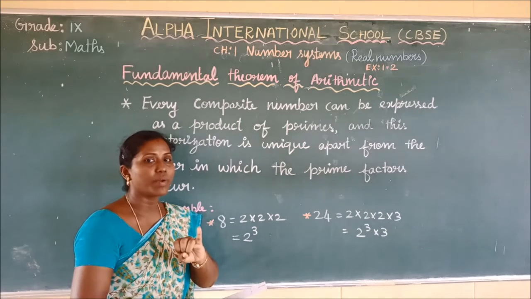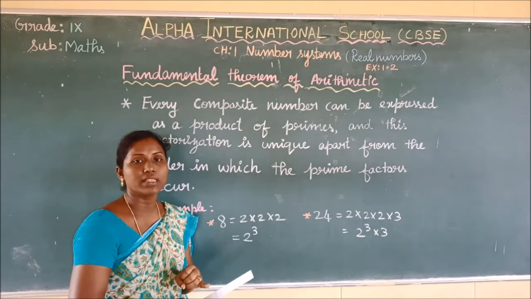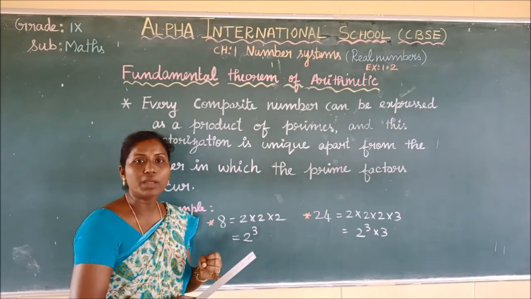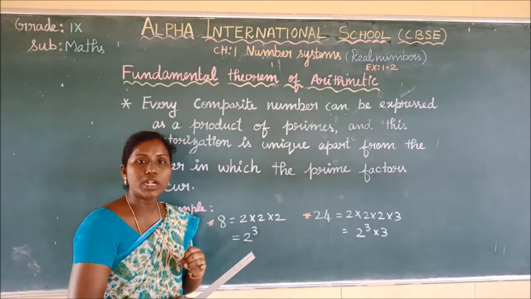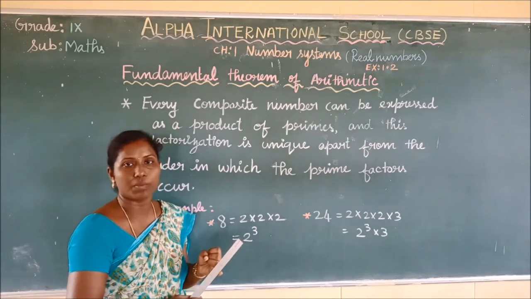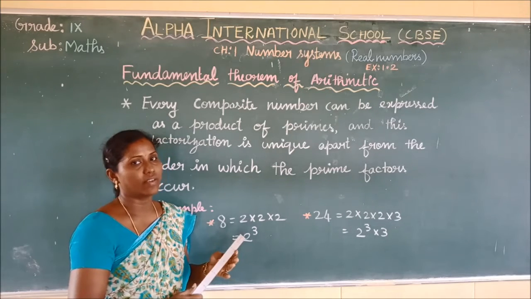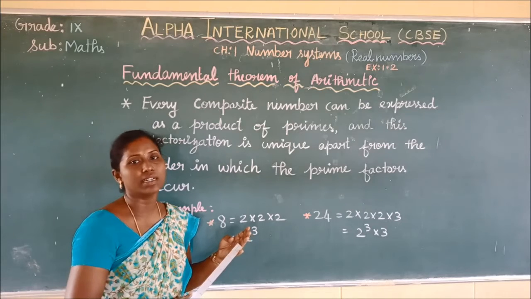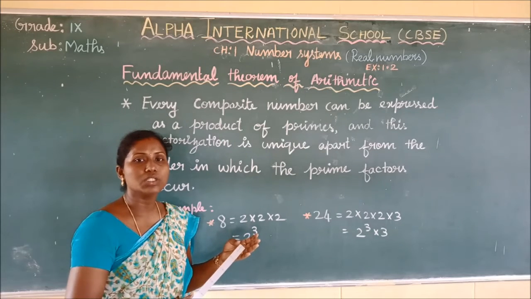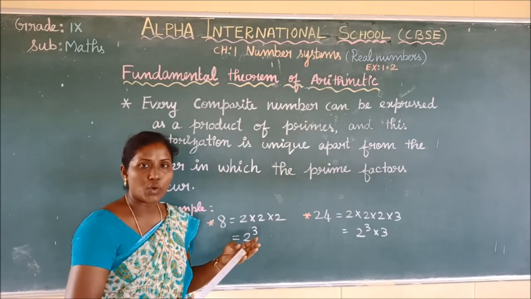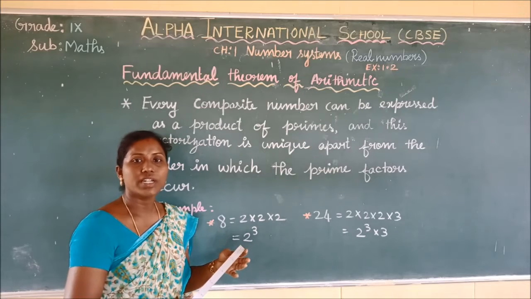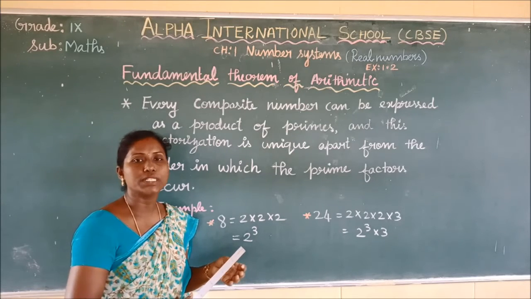1 is neither prime nor composite. So keep this in mind. 1 is neither prime nor composite. 1 is an odd number but it is not a prime number. So 2, 3, 5, 7. These are the prime numbers less than 10. Composite numbers means what are they? 4, 6, 8, 9, 10. These are the composite numbers.